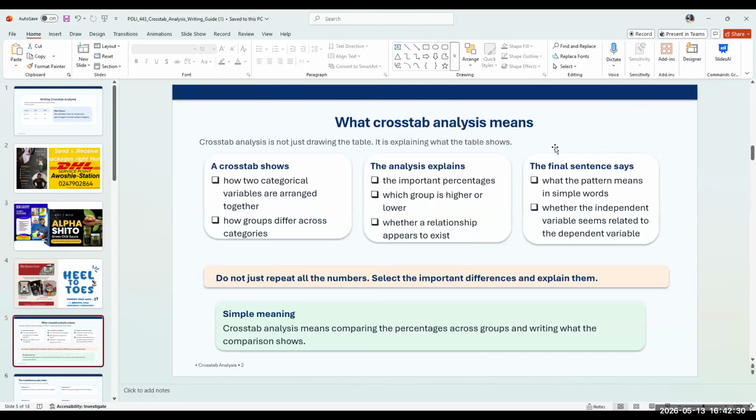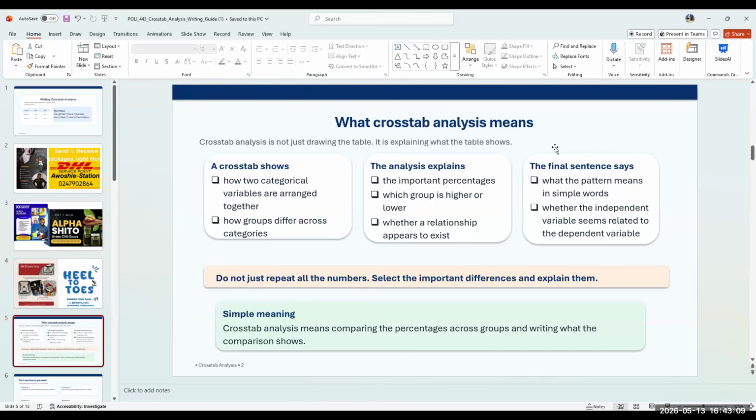But when you're done with your crosstab, you have to do something we call an analysis. You are going to explain the important percentages in what you've done: which group is higher or lower, and whether a relationship appears to exist between them. Listen very well. You should be able to talk about the important percentages, which one is higher, which one is lower, and whether a relationship appears to exist.